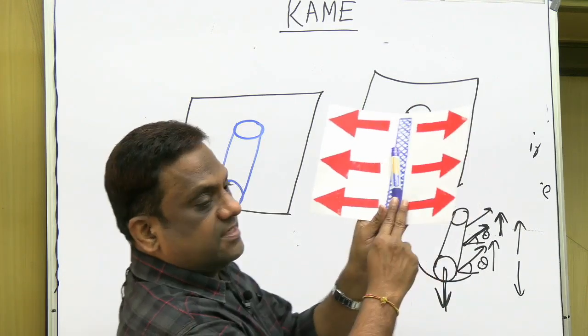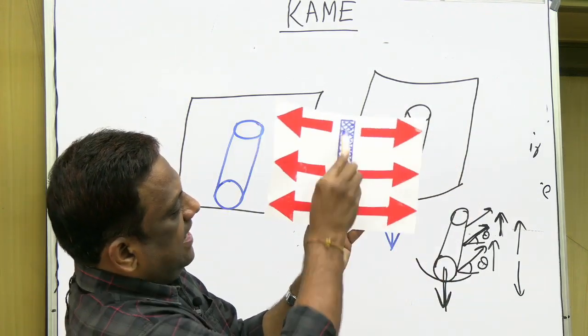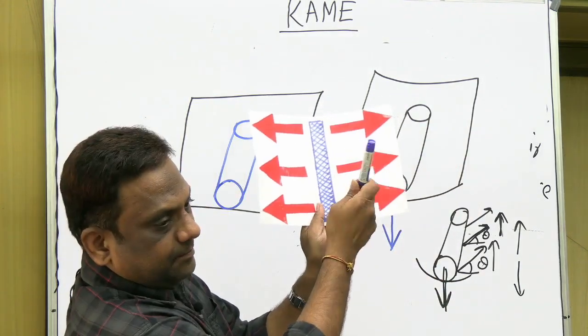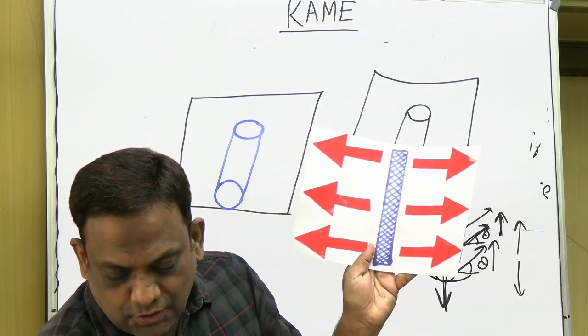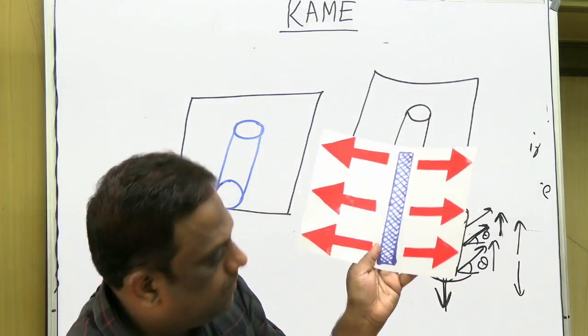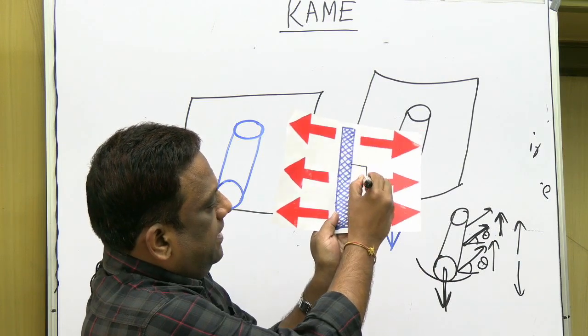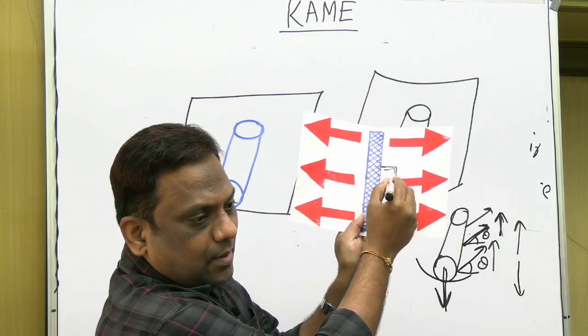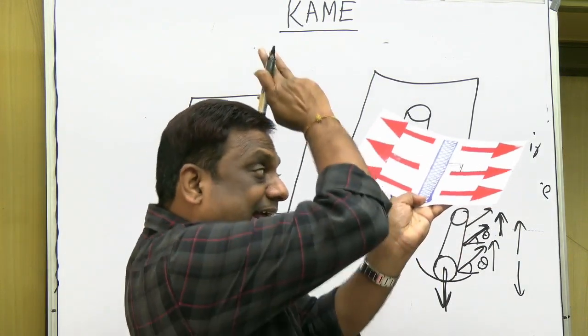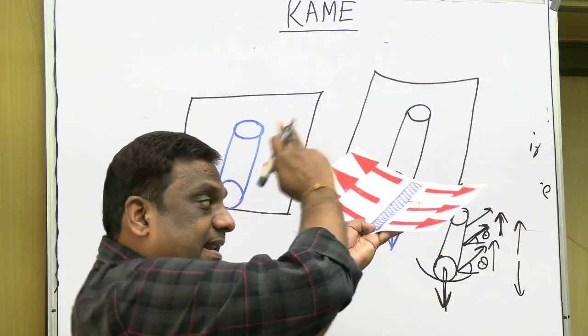So dekho ek bar, if this is the line, to this line, my dear students, it is normal. To this line, it is normal. And where are these forces? They are in the plane.